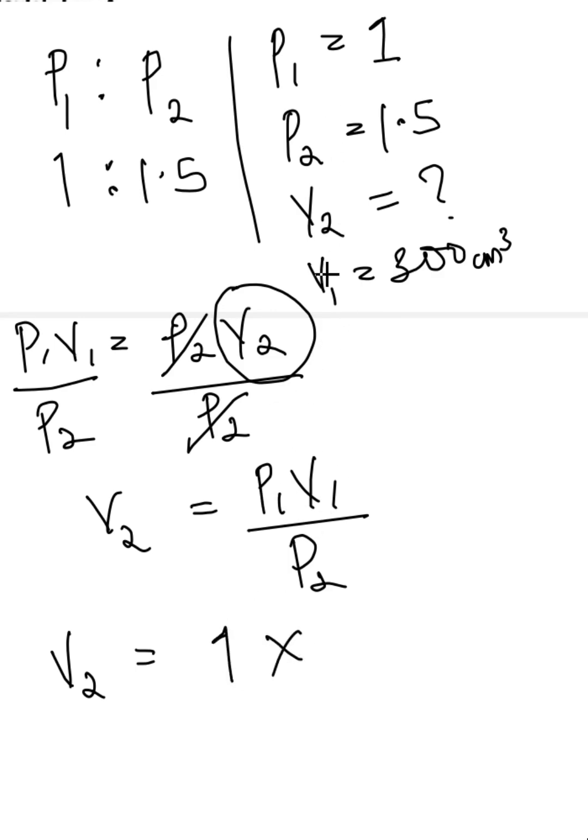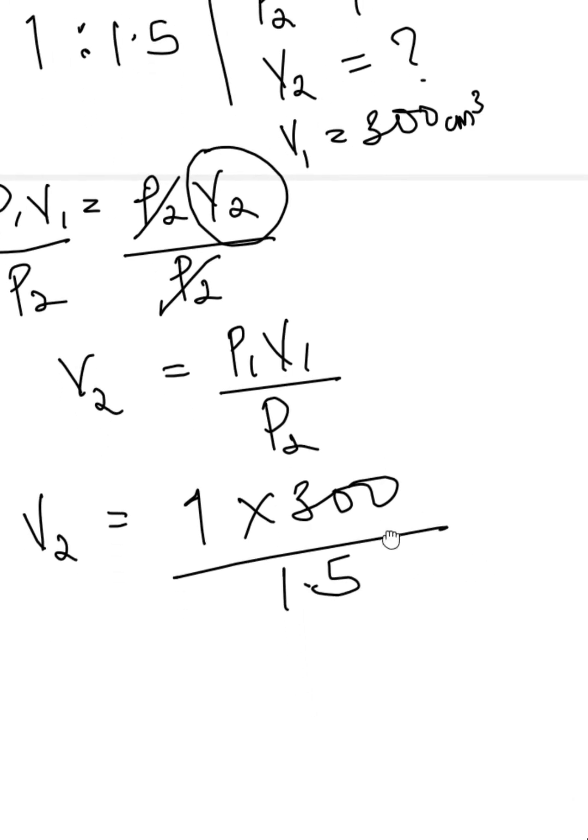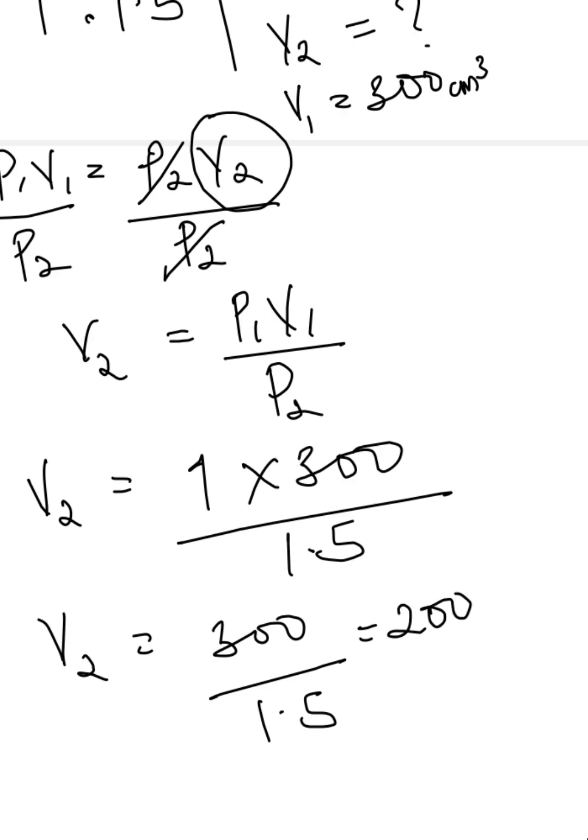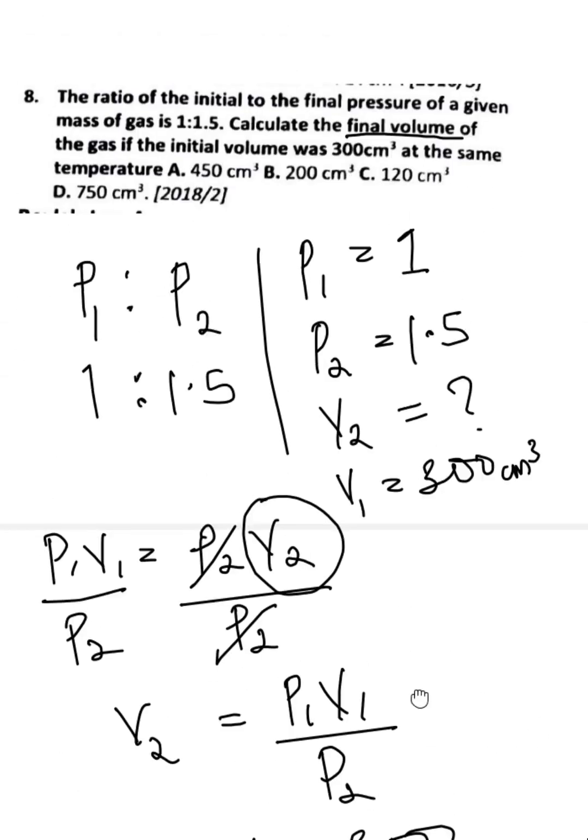1 times V1 and 1 times 300 over P2, which is 1.5. So we get V2 equals 1 times 300 over 1.5. 300 divided by 1.5 gives you 200 cm cubed. Take note because it is volume. Now we'll check whether our answer is here.